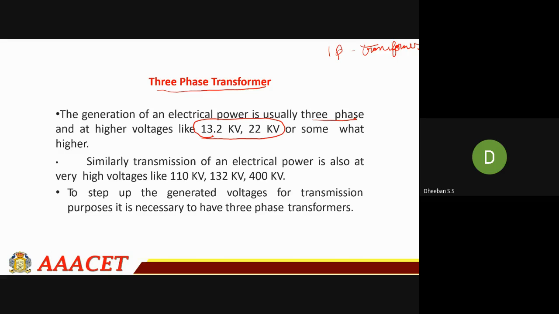Okay. So similarly, transmission of electric power is also at a very high voltage. So that's what I have said. If you are going above 13.2 kV, you will be in need of a three phase. To step up the generated voltage for transmission purpose, it is necessary to have a three-phase transformer. It is also another point.